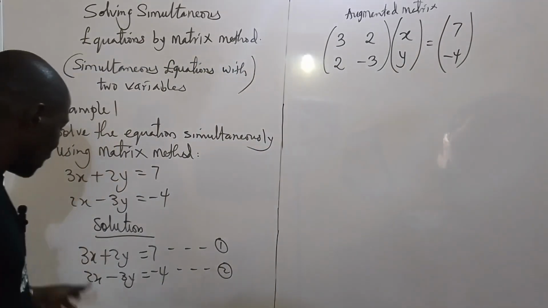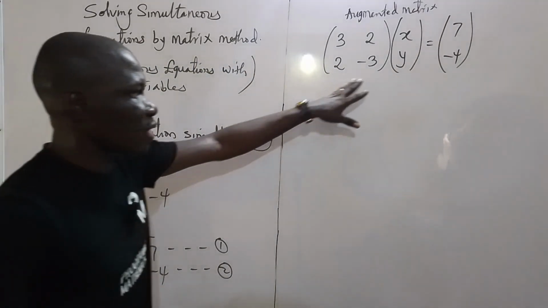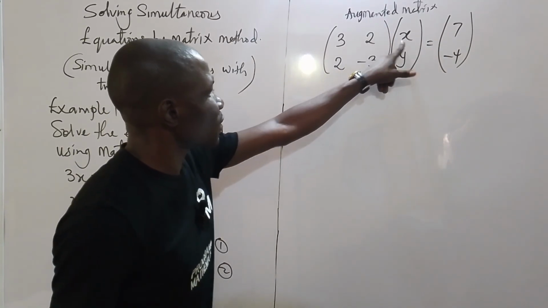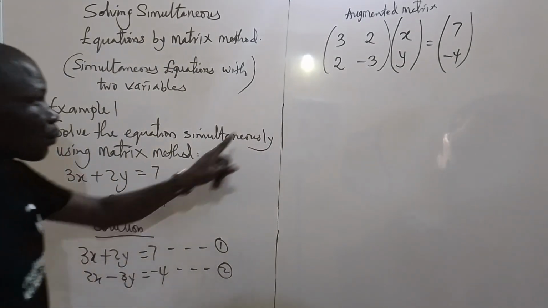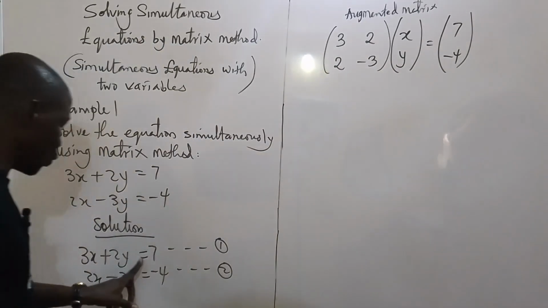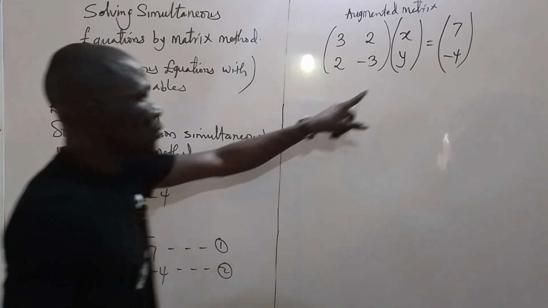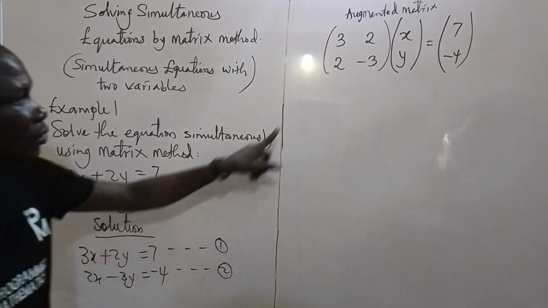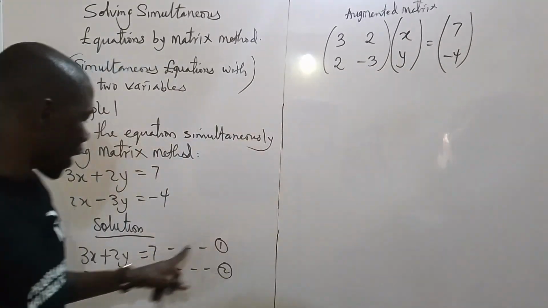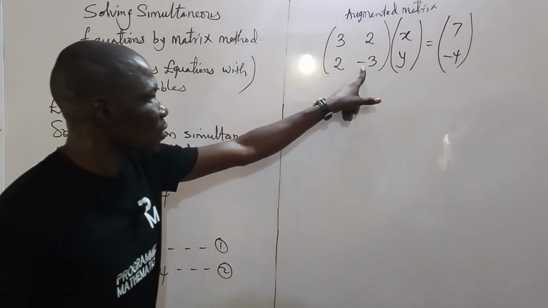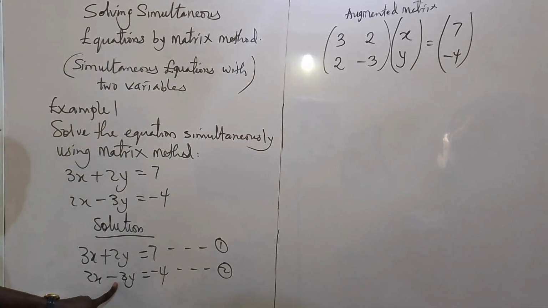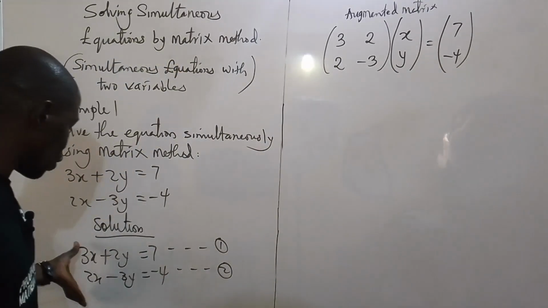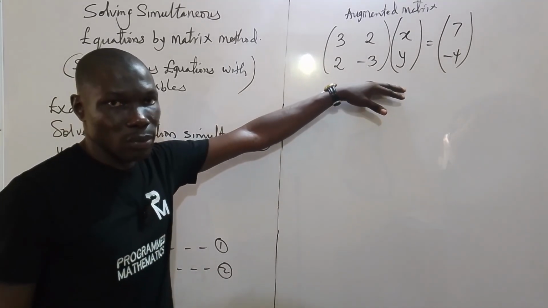So the equations you had have just been translated into this. Now look at it. If you multiply these two, 3 times x is 3x, plus 2 times y, that is 2y, equals 7. That's the first equation. The second one is 2 times x, that is 2x, plus minus 3 times y, that's minus 3y, equal to minus 4. So what you are seeing here is still the same equations, but in matrix form.